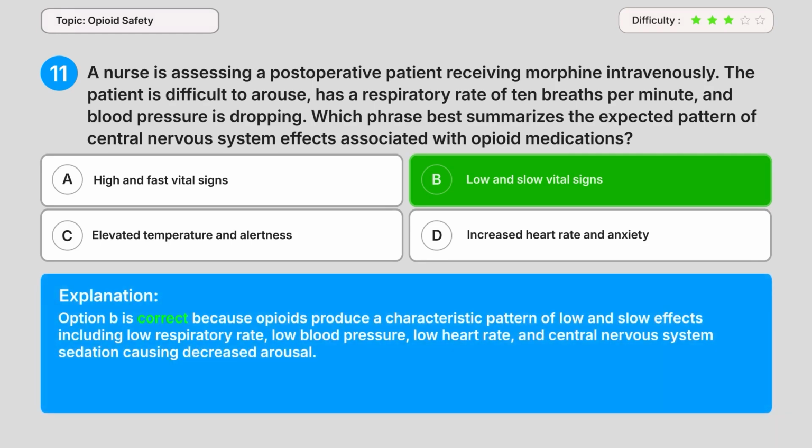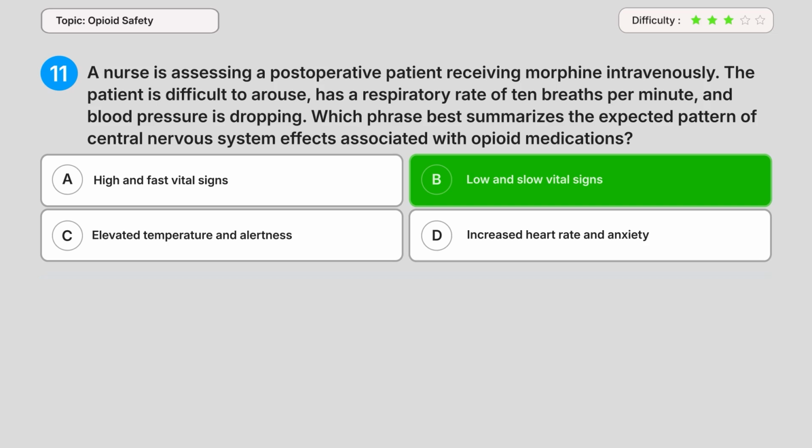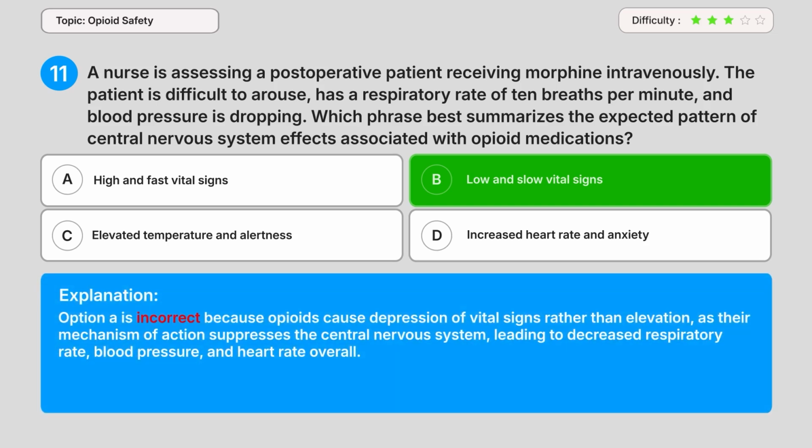Explanation: Option B is correct because opioids produce a characteristic pattern of low and slow effects, including low respiratory rate, low blood pressure, low heart rate, and central nervous system sedation, causing decreased arousal. Option A is incorrect because opioids cause depression of vital signs rather than elevation, as their mechanism of action suppresses the central nervous system, leading to decreased respiratory rate, blood pressure, and heart rate overall.